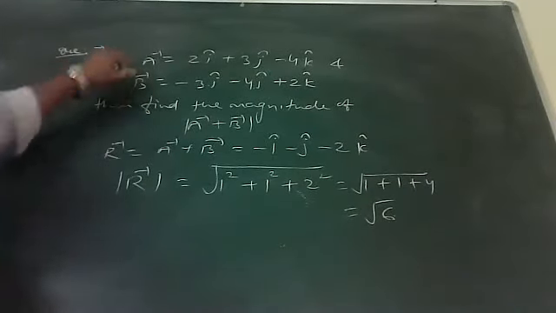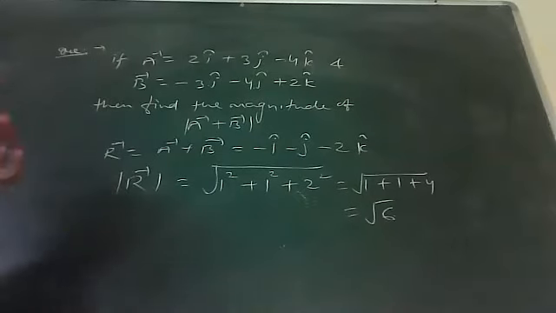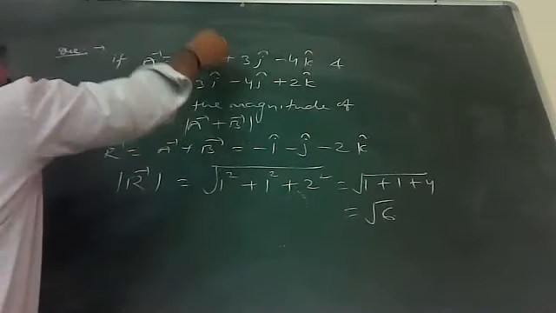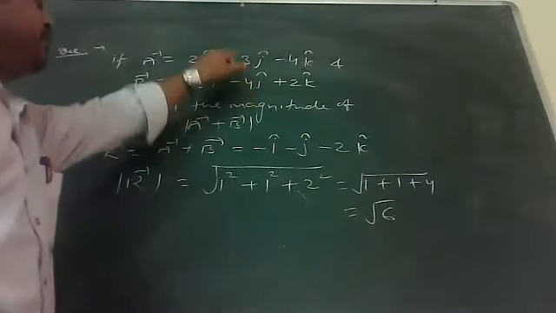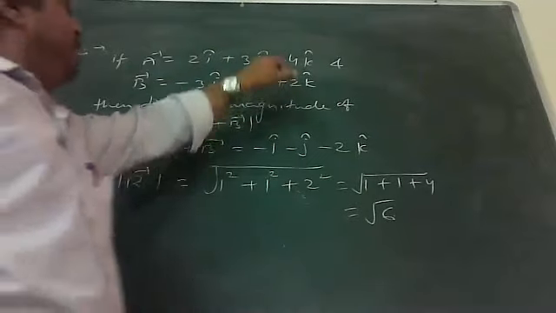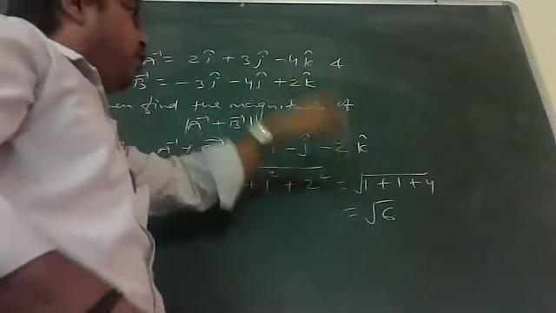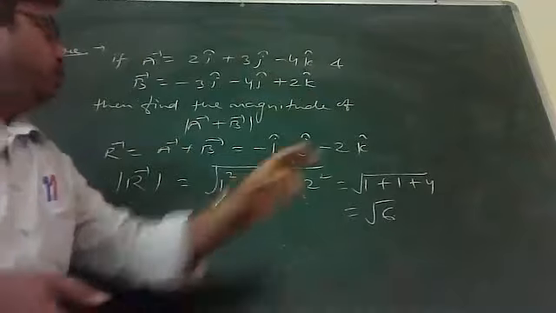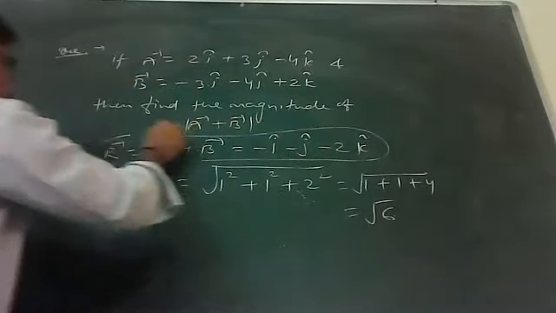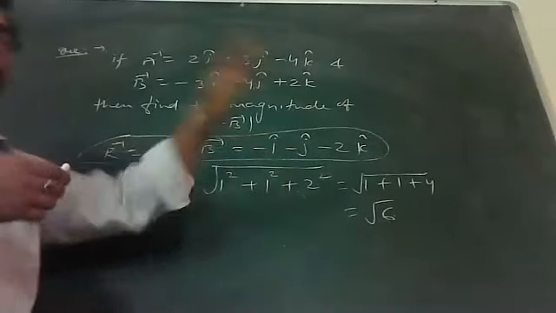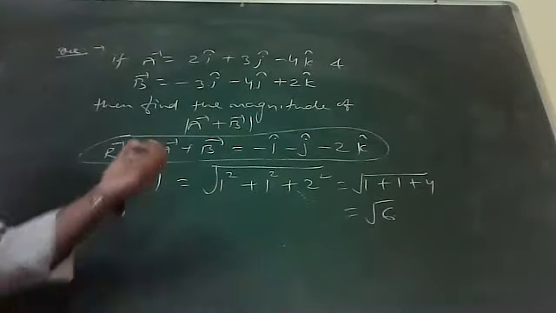First you are finding A plus B, so add both of them. 2i cap minus 3i cap, you will get minus i cap. 3j cap minus 4j cap, you will get minus j cap. Minus 4k cap plus 2k cap, you will get minus 2k cap. This is the resultant of A vector plus B vector. Now I have to find the modulus of this resultant.